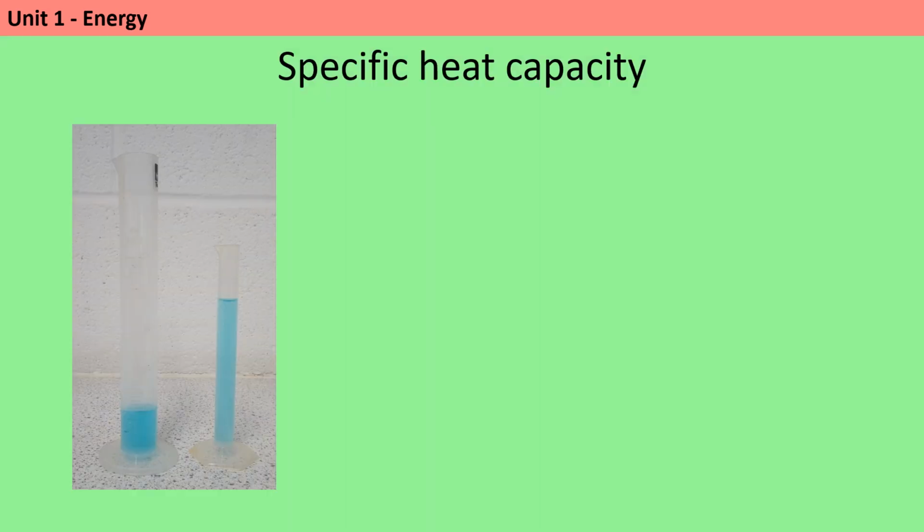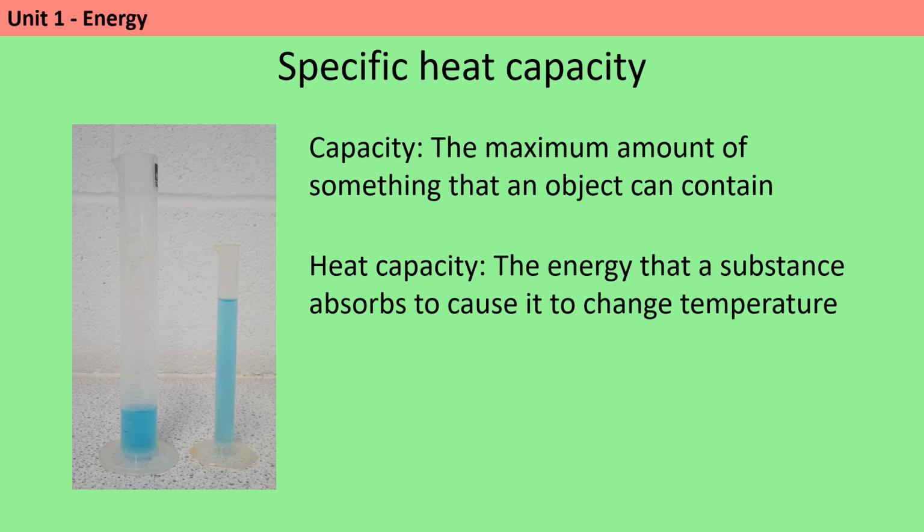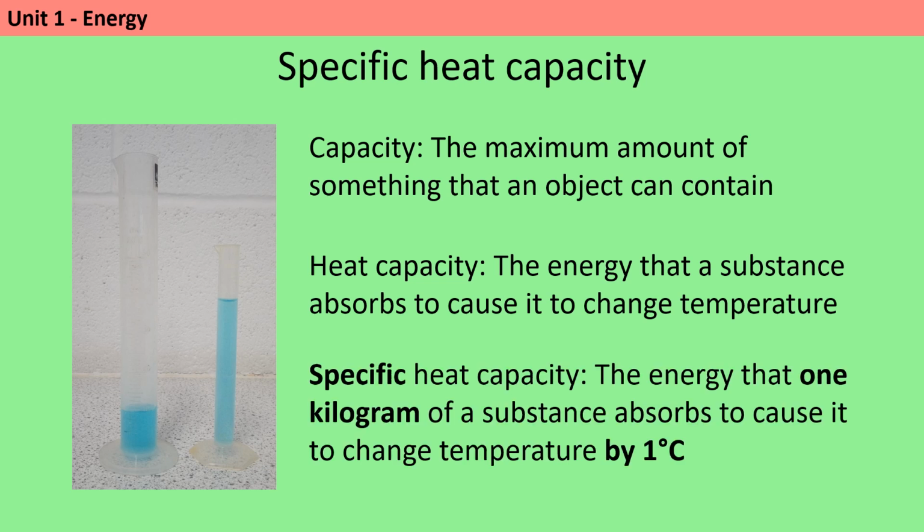Next up is specific heat capacity. So capacity is a concept that you meet in primary school, and it means the maximum amount of something that an object can contain. So we use it for jugs and things to say how much liquid we could fit in them. Heat capacity is the same idea, but just specifically thinking about energy. And then specific heat capacity refers to the fact that we're specifically looking at 1 kilogram and how much energy it takes to raise the temperature by 1 degree C.